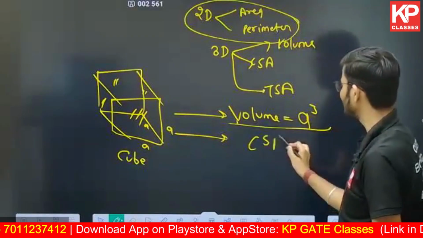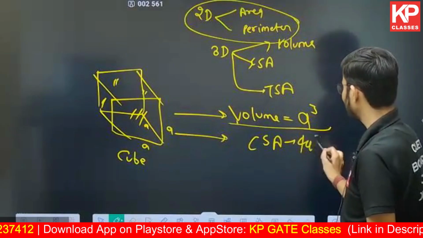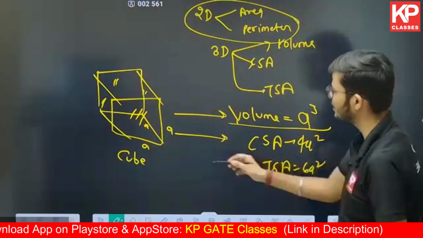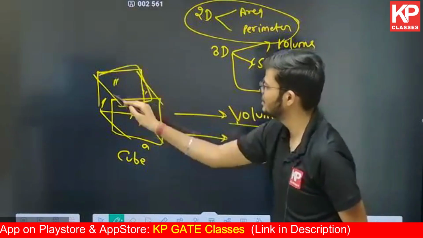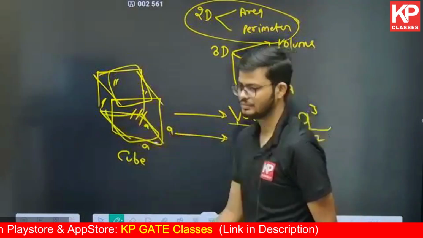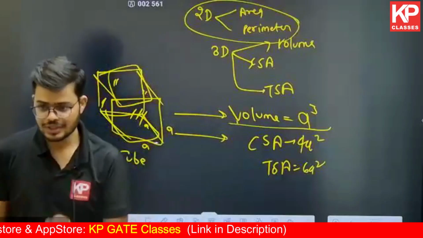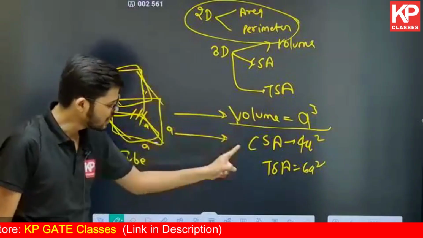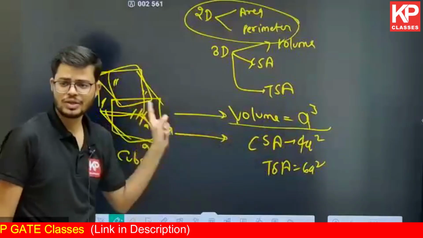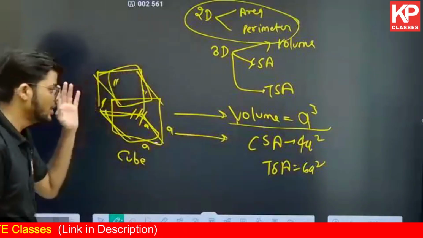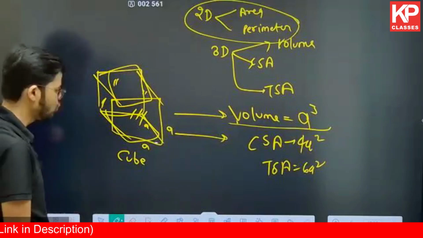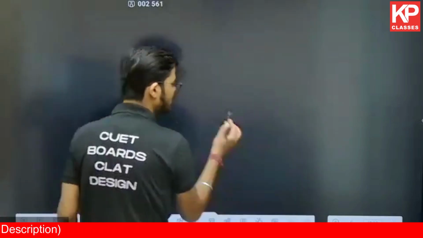So the curved surface area is going to be 4a square. If I talk about total surface area, this is going to be 6a square, because we include the top area and the bottom area. Right? So with respect to a cube, the volume is a cube, the curved surface area is 4a square, and the total surface area is 6a square. Now, in the same way, we are going to understand the cuboid. A cuboid is similar to this figure.